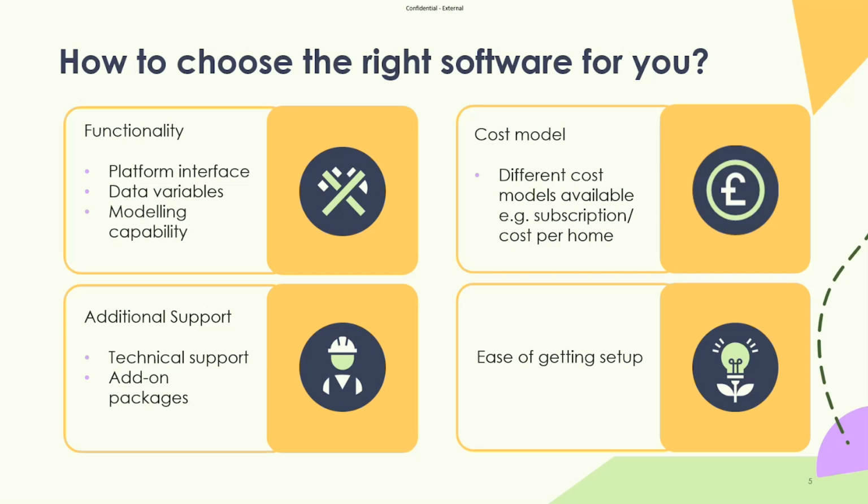So how can you choose the right software for you? So firstly is thinking about the functionality. When you're looking at the different software providers, you want to start by looking at what the platform interface looks like. And that might sound really silly, but actually how a software system looks, where things are stored, how easy is it to use is really important, because ultimately you want to make this the go-to tool that your team uses to better understand your data.